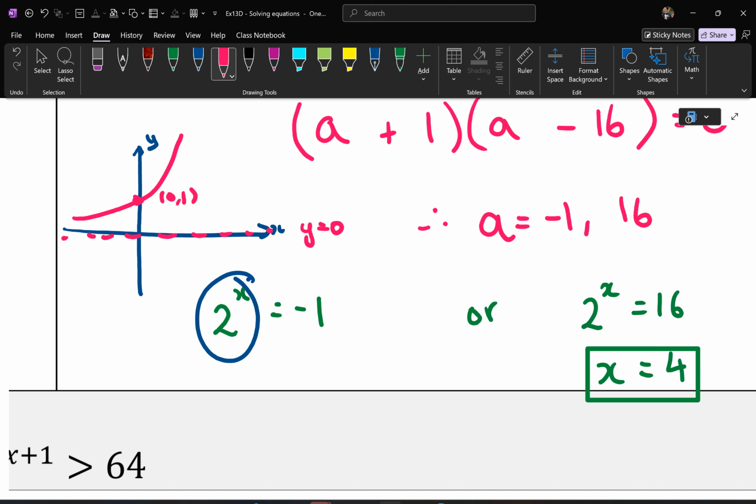But even just looking at the graph already, -1 is down here. There is no way the graph is ever going to touch that point because there's a limit. It's already said that y can't be 0, so it's never going to be negative.